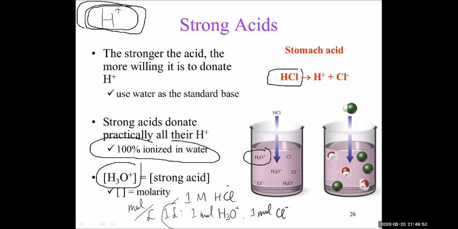So 1 M of HCl actually means, in 1 liter of solution, there will be 1 mole of the hydronium ion, which makes it very, very acidic. And the remaining part, the negatively charged counterpart, will be the chloride. You also have exactly 1 mole. And so for the strong acid, these two are equal. The hydronium concentration equals the acid concentration. That's where it comes from.